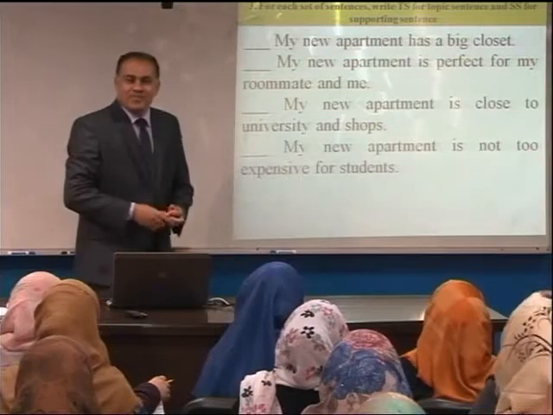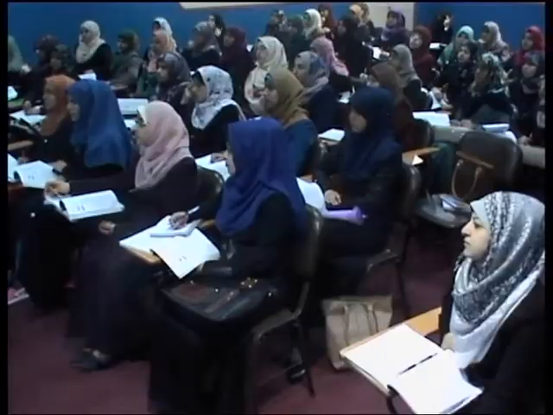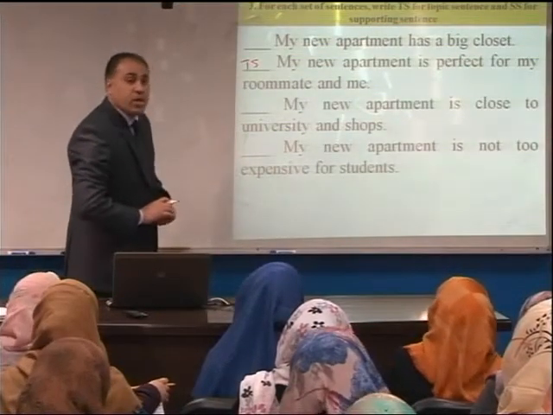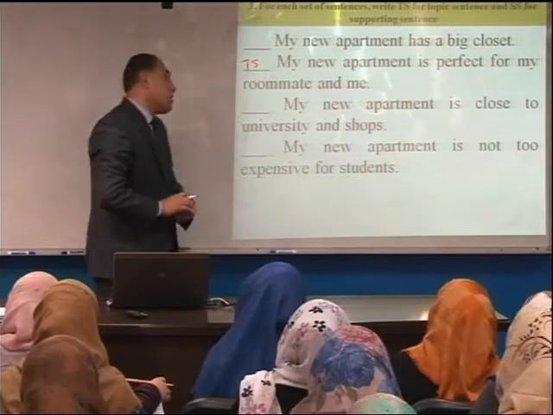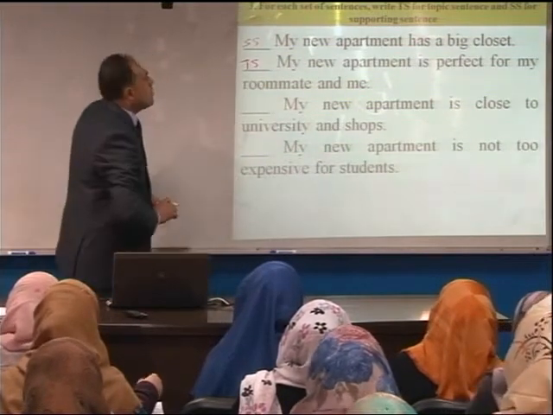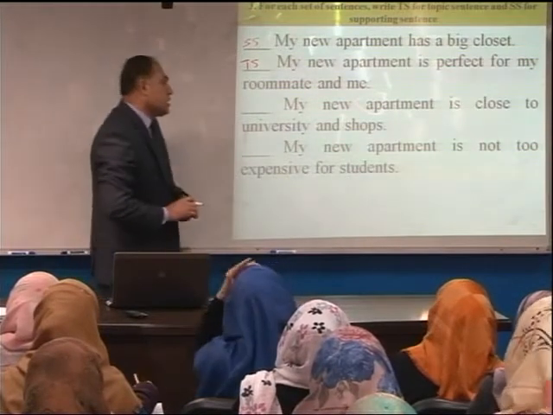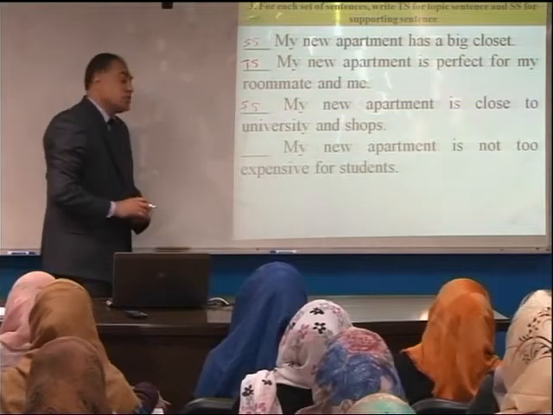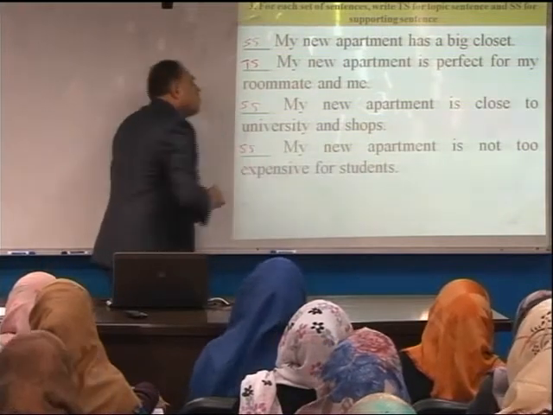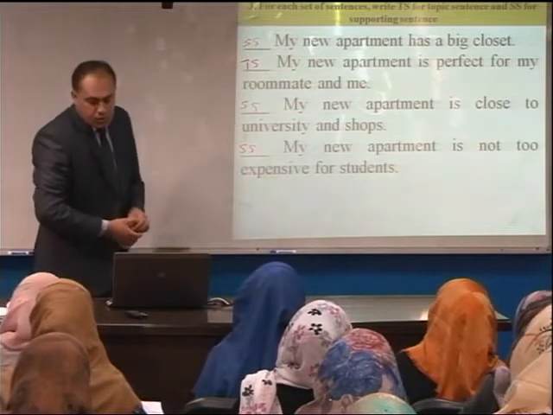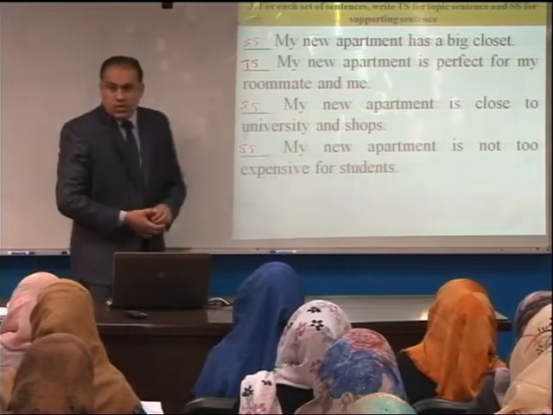Yes, please. The second sentence is actually the topic sentence. My new apartment is perfect for my roommate and me. Why? Because first support: my new apartment has a big closet. The second one: my new apartment is close to university and shops. And thirdly, my new apartment is not too expensive for students. Okay, is this clear?